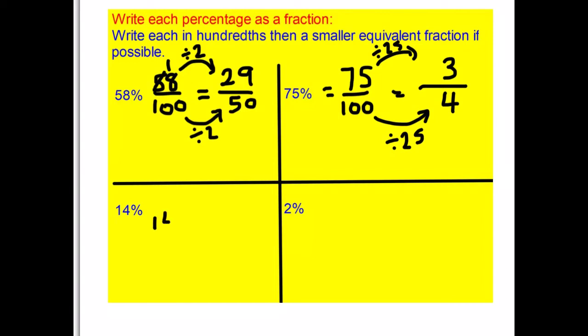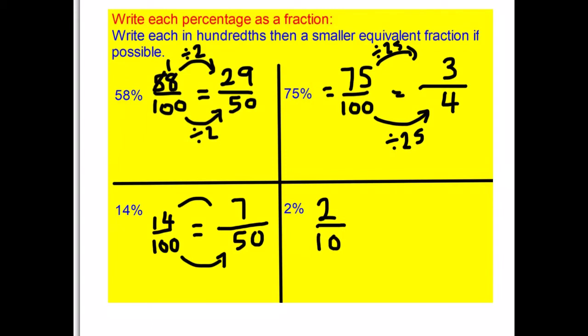Next, my 14%, so 14 over 100. Pretty straightforward one. They're both even numbers, so I'll divide both by 2. Divide the bottom by 2 to give me 50. Divide the top by 2 to give me 7. And my last one of 2%, 2 over 100. Again, both even numbers, so I'll divide both by 2. Bottom becomes 50, and divide the top by 2 becomes 1.